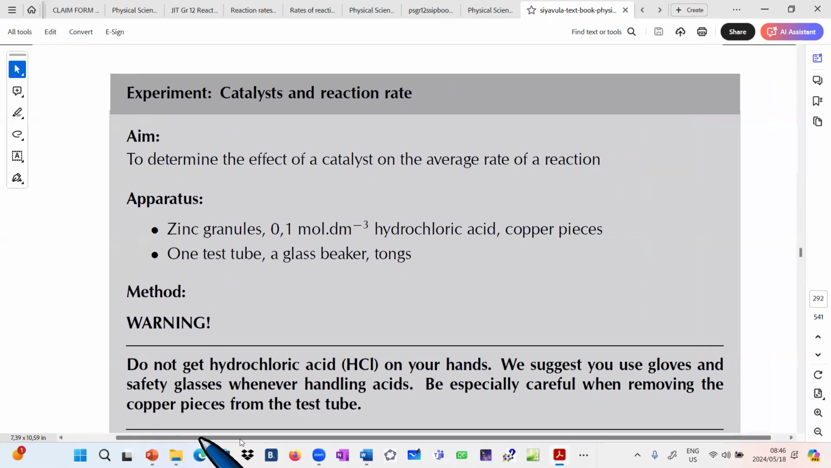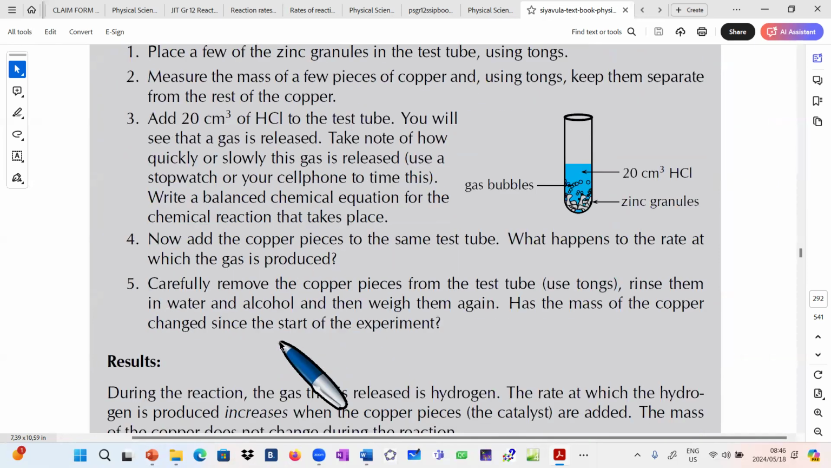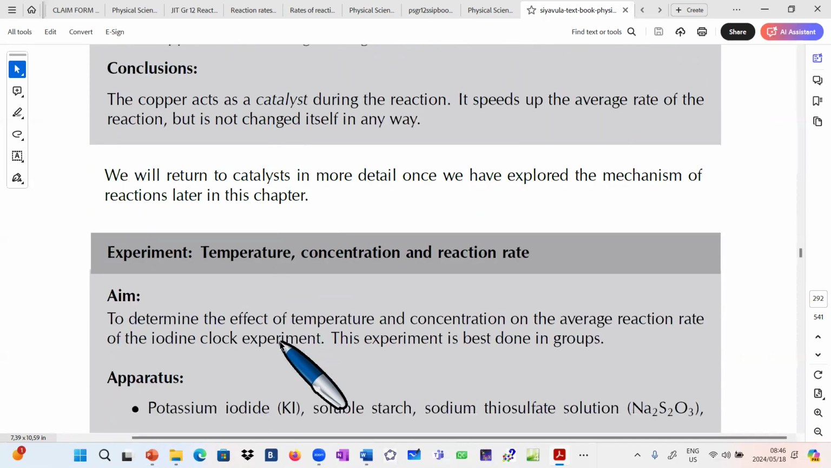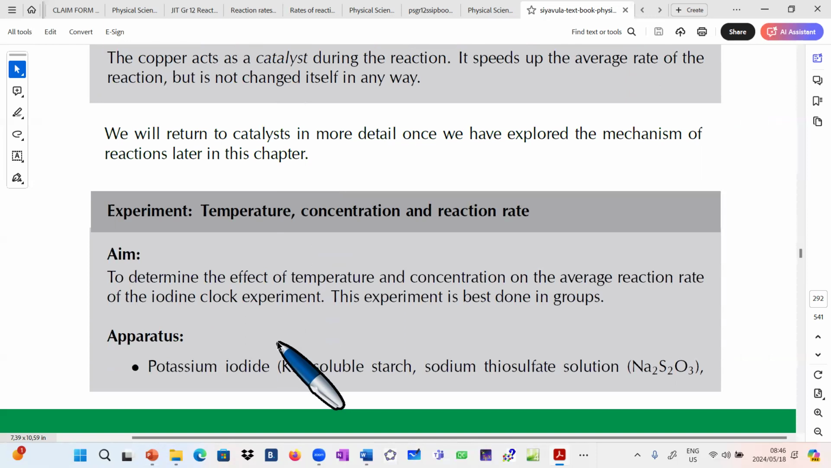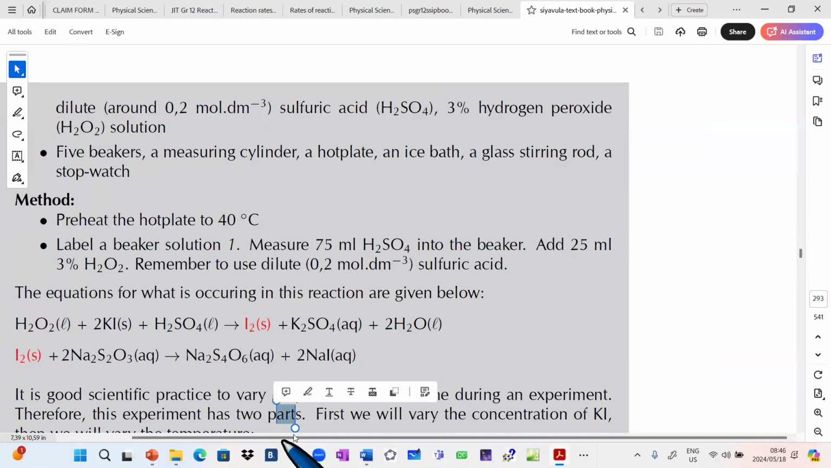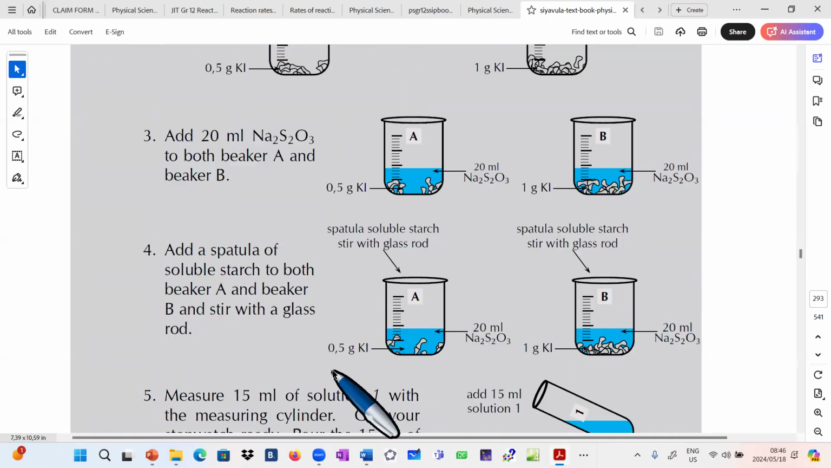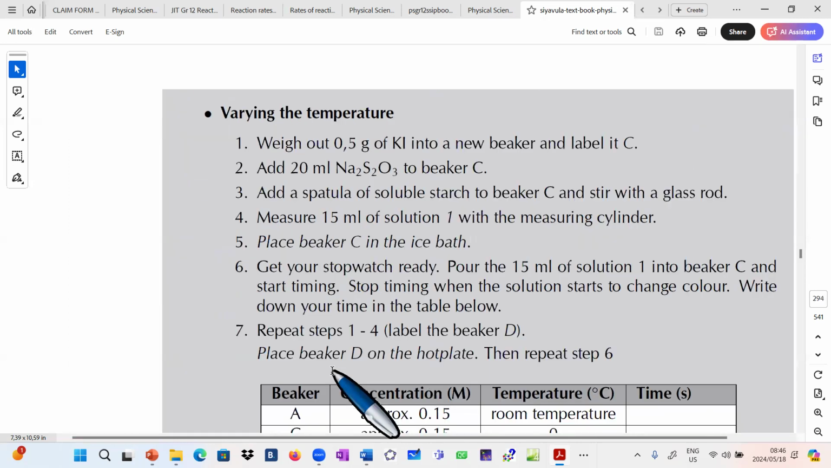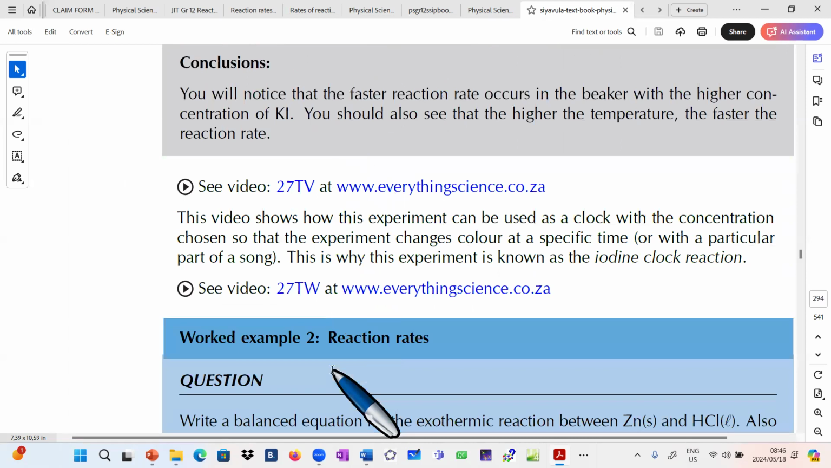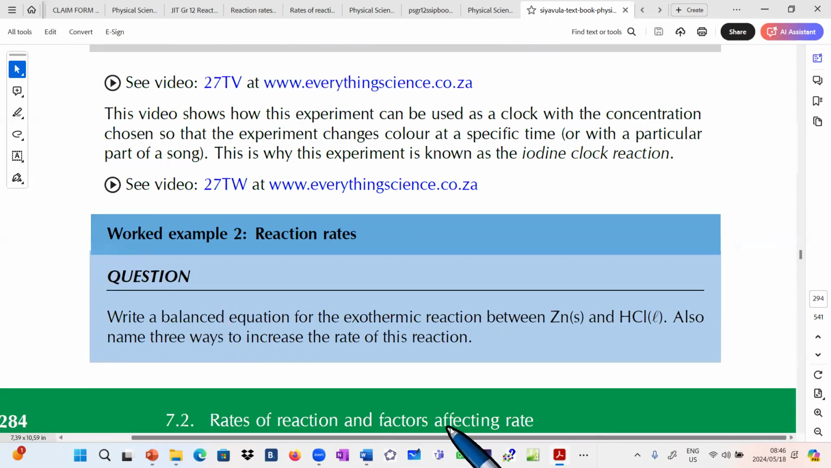So, catalysts and reaction rate. We're going to look at a couple of experiments that we can use. I want us to continue and look at potentially more.